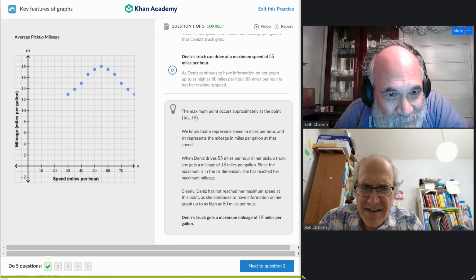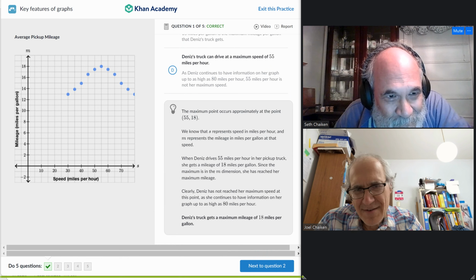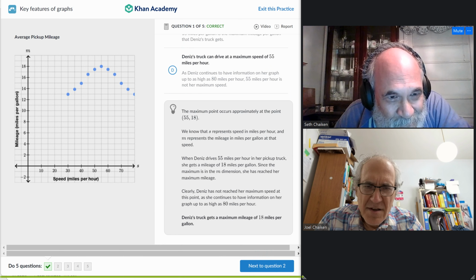We know that S represents speed in miles per hour, and M represents mileage. When Denise drives 50 miles an hour in her pickup truck, she gets 80 miles a gallon. Since the maximum is in the M dimension, she has reached her maximum mileage. Clearly, Denise has not reached her maximum speed at this point, as she continues to have information on her graph. So what do you think of the answer?